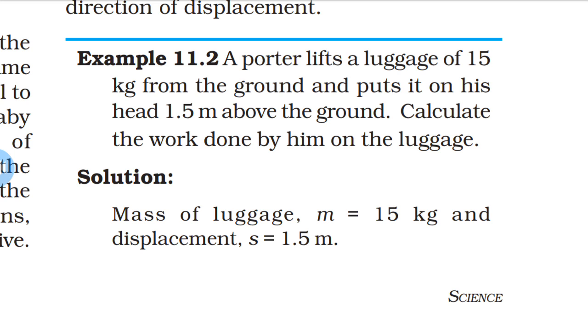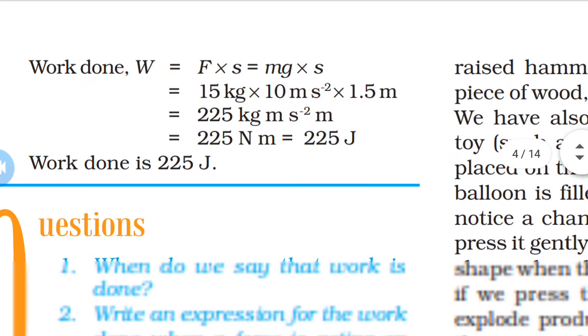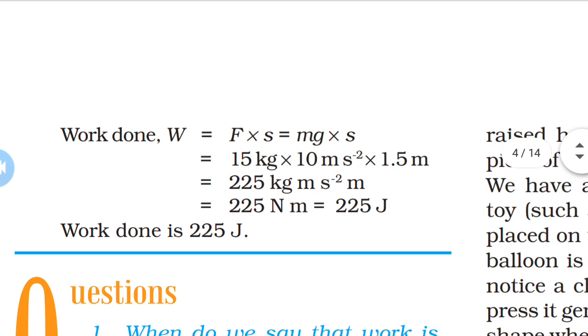Now as we know that the work done, W, is equal to force multiplied by displacement, but F is equal to mg. Force is equal to mass into gravitational acceleration. So this is equal to mg multiplied by s.